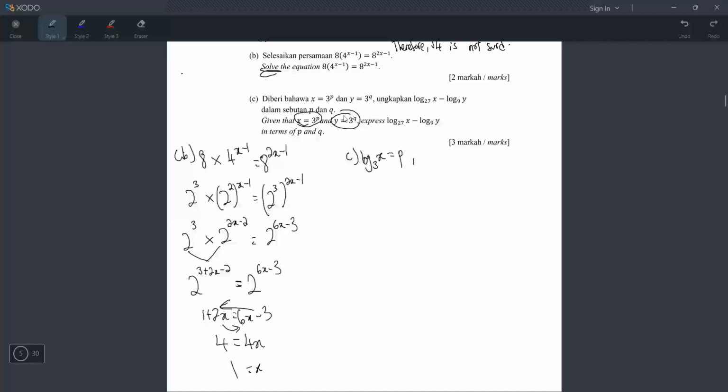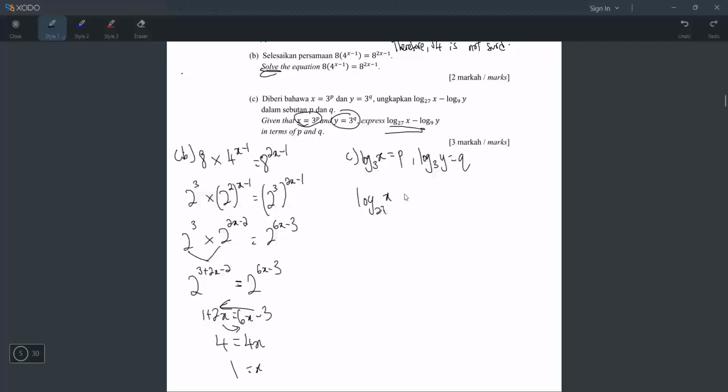Let's do it again for this. y equals 3 power q. How to change this to log? Same thing. I just move the 3 to the other side. It becomes the log base. Okay, log base 3. And then the y is still there, and the q is also still there. But the q is not a power anymore. It becomes a normal number. And now we can try to find this.